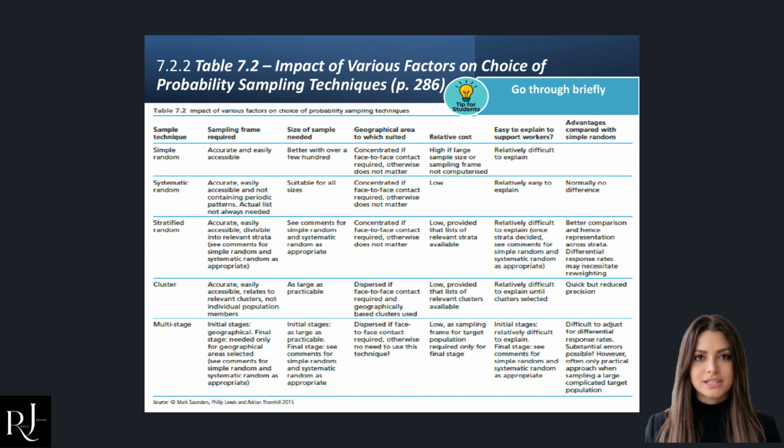For instance, while simple random sampling is conceptually simple and unbiased, it has a high relative cost if the population is large. Systematic sampling is lower in cost and easier to explain but requires a non-periodic frame. Stratified sampling offers better comparison across different groups but can be more complex to execute. As you go through this table briefly, notice how the geographical area and the size of the sample needed can drastically change which technique is considered the most suitable for your specific research budget and timeline.